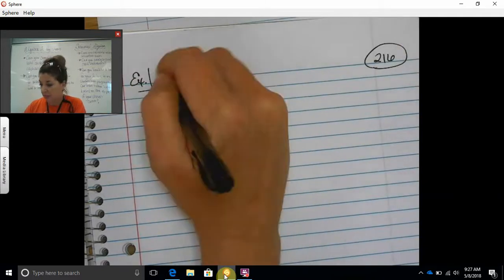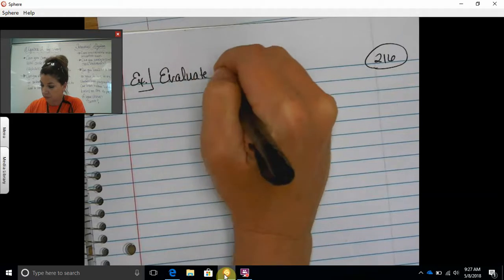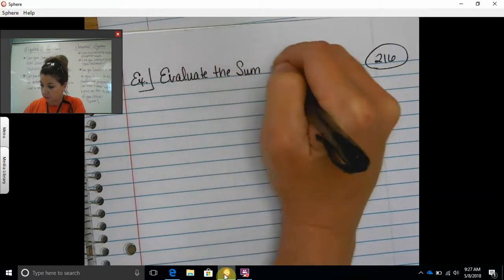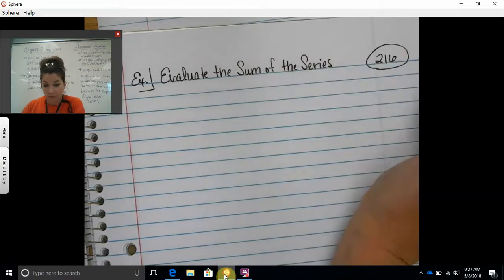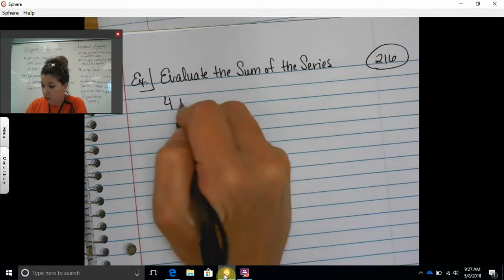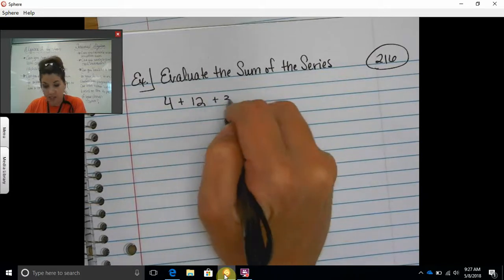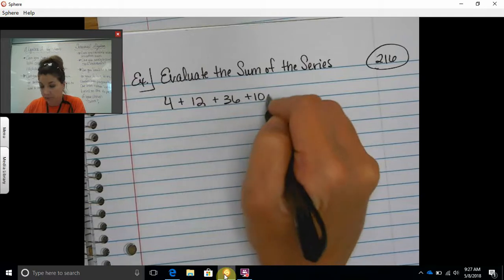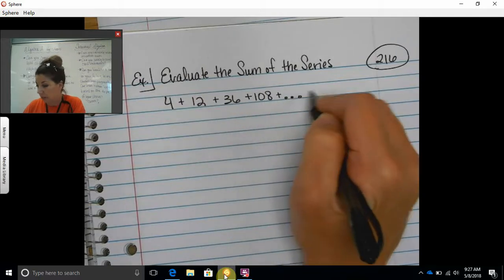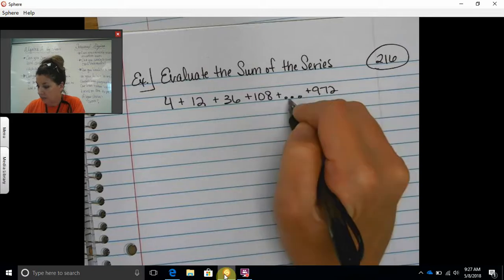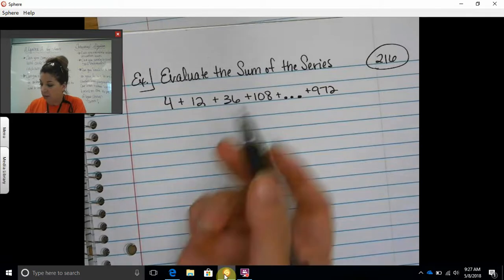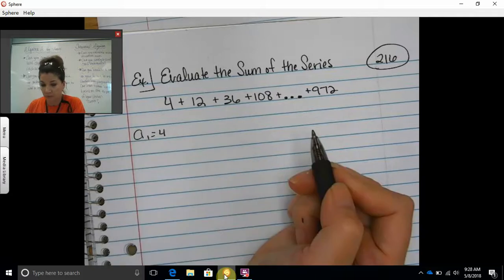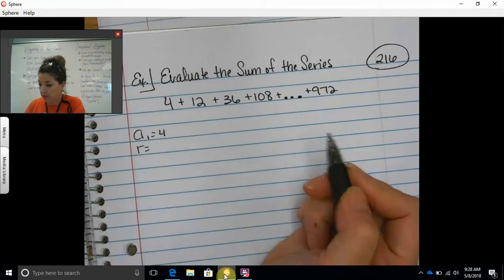Evaluate the sum of the series. I have 4 plus 12 plus 36 plus 108 plus ... plus 972. I know a sub 1 is 4. I know my common ratio is what? 3.